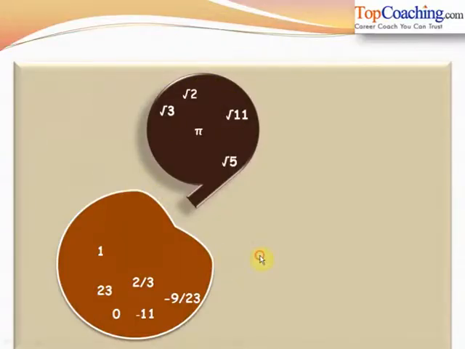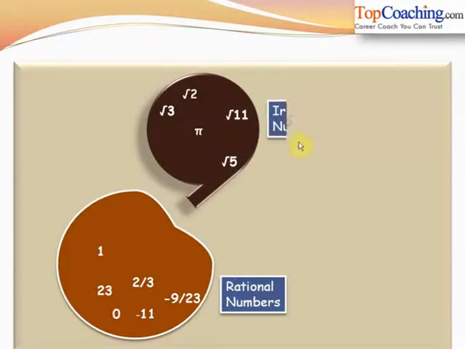Now, let us say that this is a bag which contains the rational numbers. So, all the rational numbers are contained in this bag: 1, 23, 2 by 3, minus 9 by 23, 0, minus 11, and there are so many rational numbers. So, every rational number is contained in this bag. And let's take for the case that this bag contains all the irrational numbers. For example, root 3, root 2, pi, root 5, root 11, and so on. So, such a bag contains all the irrational numbers.